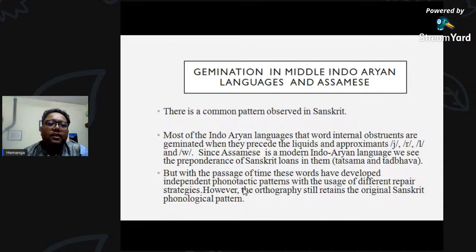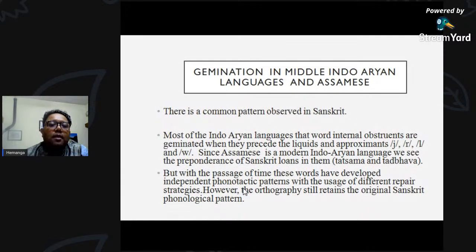So, what is happening? Most of the Indo-Aryan languages that vault internal obstruents are geminated when they precede the liquids and approximants, like ya, ra, la, and wa. Since Assamese is a modern Indo-Aryan language, we see the preponderance of Sanskrit loans in it. So we call them Tatsama words or Tadbhava words. But with the passage of time, these words have developed independent phonotactic patterns with the use of different repair strategies.